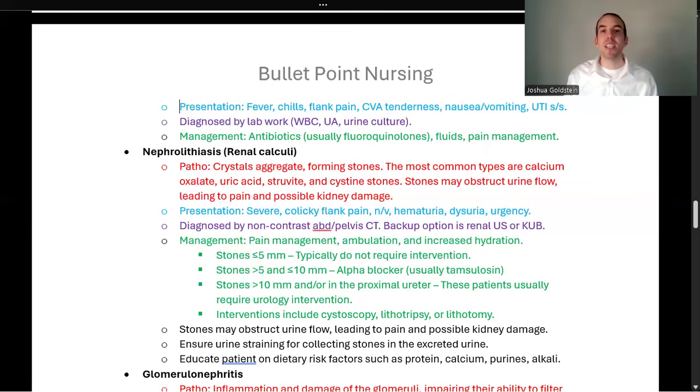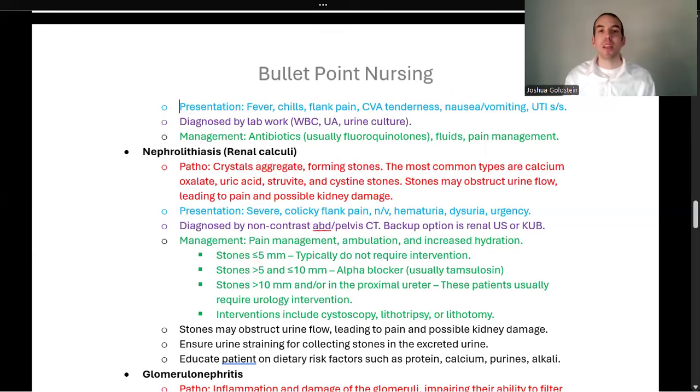The management of this disease is going to be pain management, ambulation. The more a patient is active and moving, the studies have shown that helps pass the stone, and obviously increasing hydration. In the hospital, since we're not big into ambulation, at least not in the ER, which is where these patients are usually treated, we focus on the pain management and increased hydration, and then we encourage them at home to continue pain management, continue fluids, and to ambulate as much as possible.